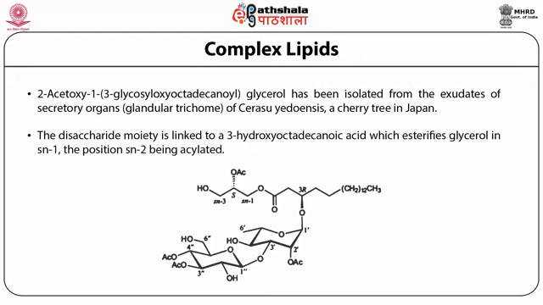The disaccharide moiety of this 2-acetoxy-1,3-glycosyl oxo-octadecanoyl glycerol is linked to a 3-hydroxy octadecanoic acid, which esterifies glycerol in the sn-1 position. However, the sn-2 position is acylated, as has been seen in the structures shown below.